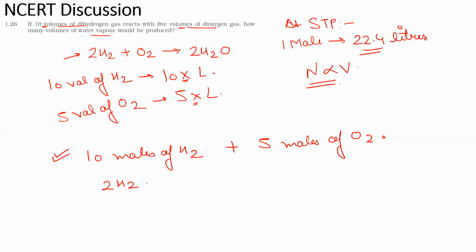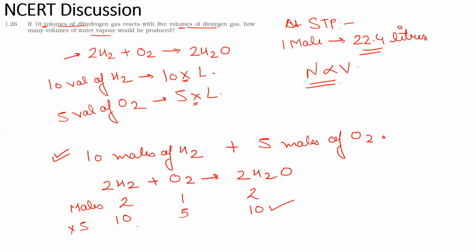Okay, this condition is equivalent to this condition, and as per this equation, 2H2 plus O2 giving 2H2O, can I say that 2 moles of hydrogen or dihydrogen will react with 1 mole of oxygen or dioxygen to give me 2 molecules of water vapor. If I multiply everything by 5, then what will I get? 10 moles of dihydrogen will react with 5 moles of dioxygen to give me 10 moles of water vapor.